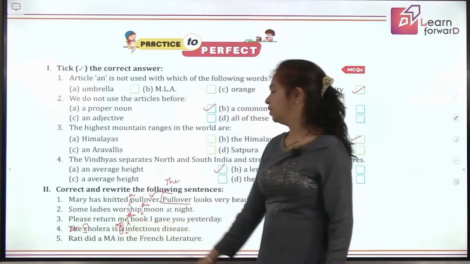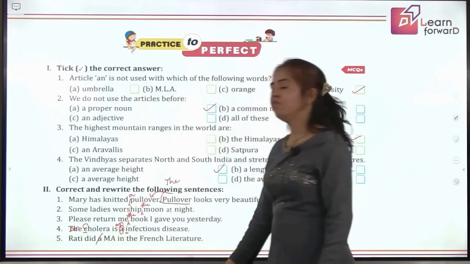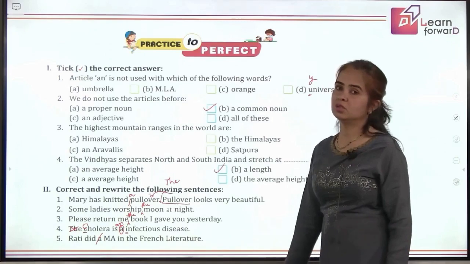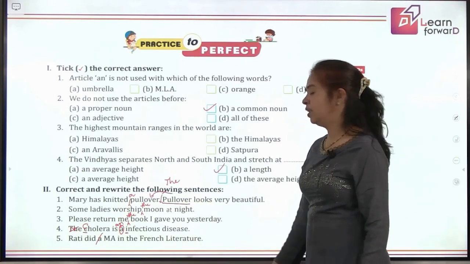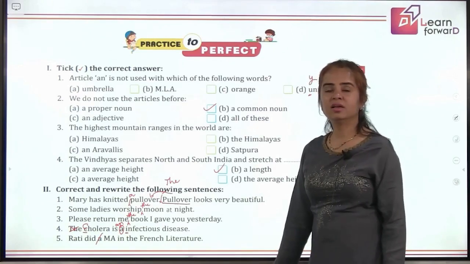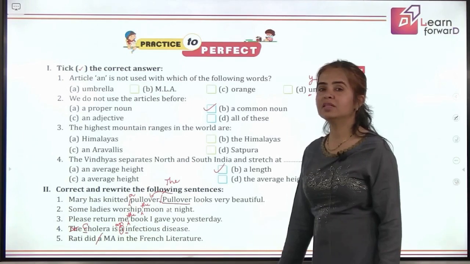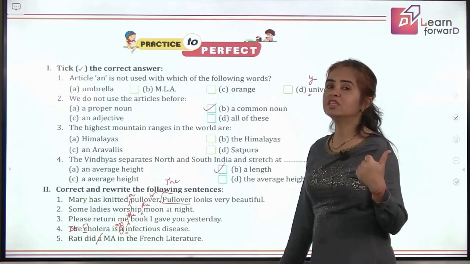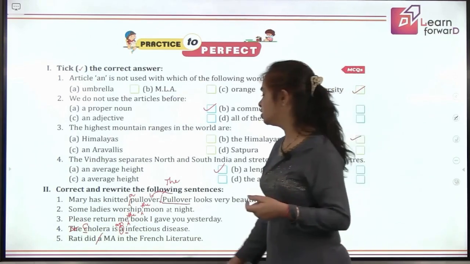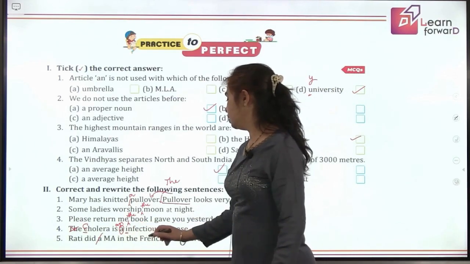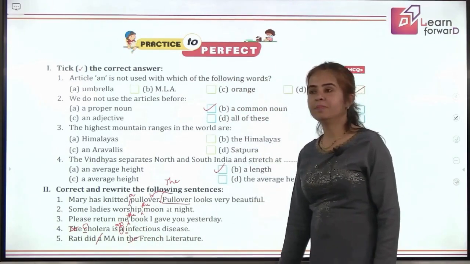Rati did MA. Nothing will come here. If I say Rati is an MA, that is okay, but we will not say Rati did an MA. Rati did MA in the French literature. What is French here? Do we mean to say the people of France? No. If I say the French, it means the people of France. So here I am just talking about the French language. So it will be Rati did MA in French literature. Right? Is that clear? Okay.